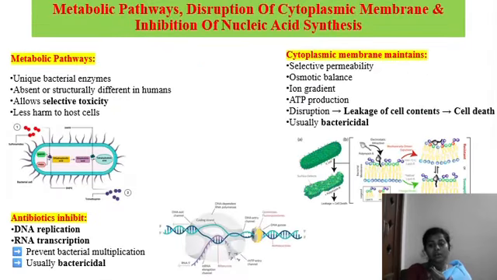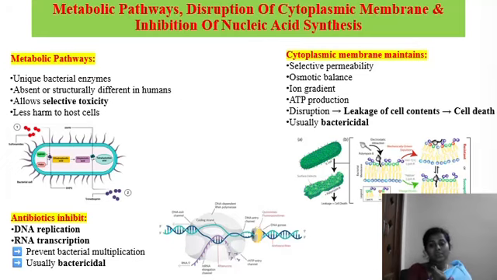The next comes the metabolic pathways, disruption of the cytoplasmic membrane, and inhibition of nucleic acid synthesis. In the case of metabolic pathways, it inhibits the synthesis of essential metabolites like folic acid. This folic acid is important for women in the ovulation process, and humans consume folic acid through the diet. So these folic acid metabolites get inhibited by the bacteria, and in order to avoid that, we take antibiotics.